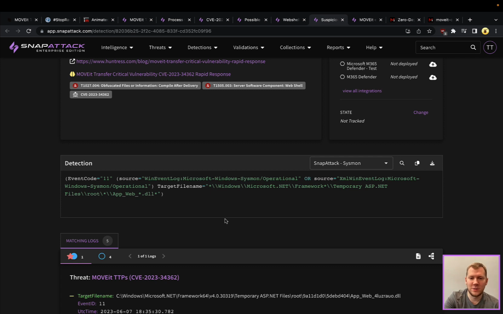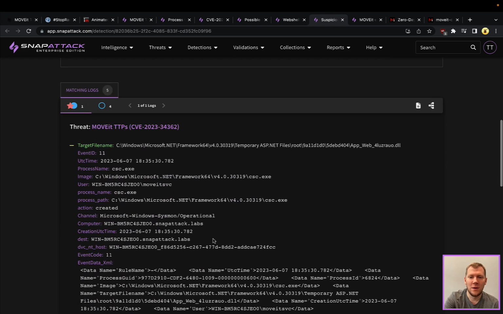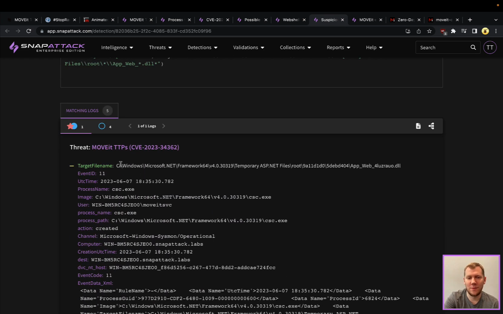So this one here was written based on looking for that compiled DLL that's going to be located in that folder with the specific web app and then the random characters. So based on that threat intel report, we're able to see that if I'm using CSC to compile that DLL, it's going to be placed here, again with some of those random strings.